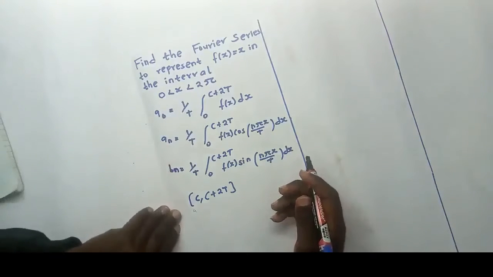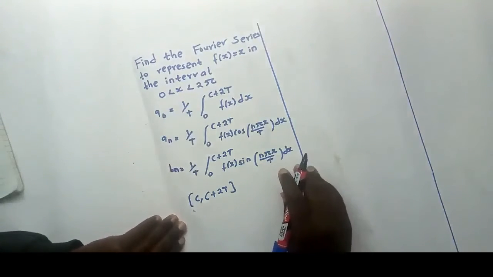Hello guys, today I want to teach you how to find the Fourier series expansion or representation of f of x is equal to x in the interval 0 less than x less than 2 pi. So the first thing is to note the formulas for finding the coefficients.